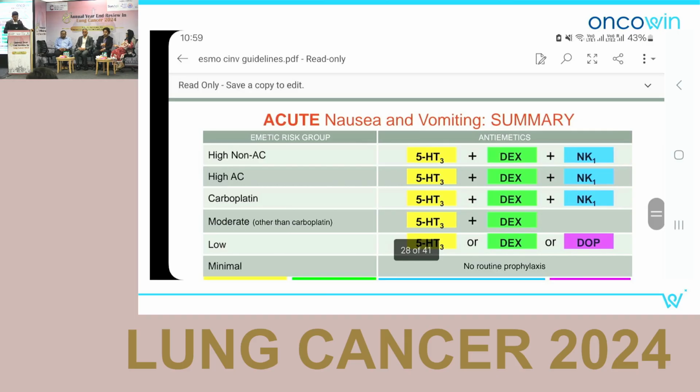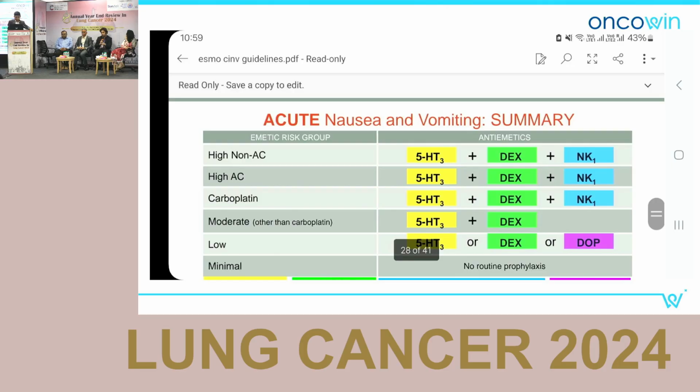Dr. Nitin, for high emetogenic risk, what is your antiemetic regimen? The complete antiemetic regimen you generally give? Yes, so 5-HT3 plus NK1 with DEXA. Again, from a compliance point of view and for reducing infusional time, we are using the combination where it's available as one medicine as such.